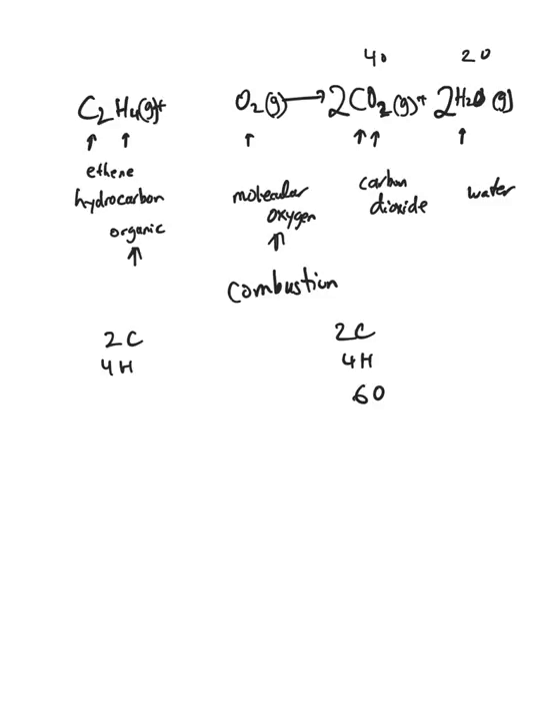So now I've only got 2 oxygens on the reactant side. So to balance that out, we're going to put a 3 in front of the molecular oxygen. So now I've got 6 oxygens on both sides. 2 carbons, 4 hydrogens, 6 oxygens, 6 oxygens, and it's balanced.